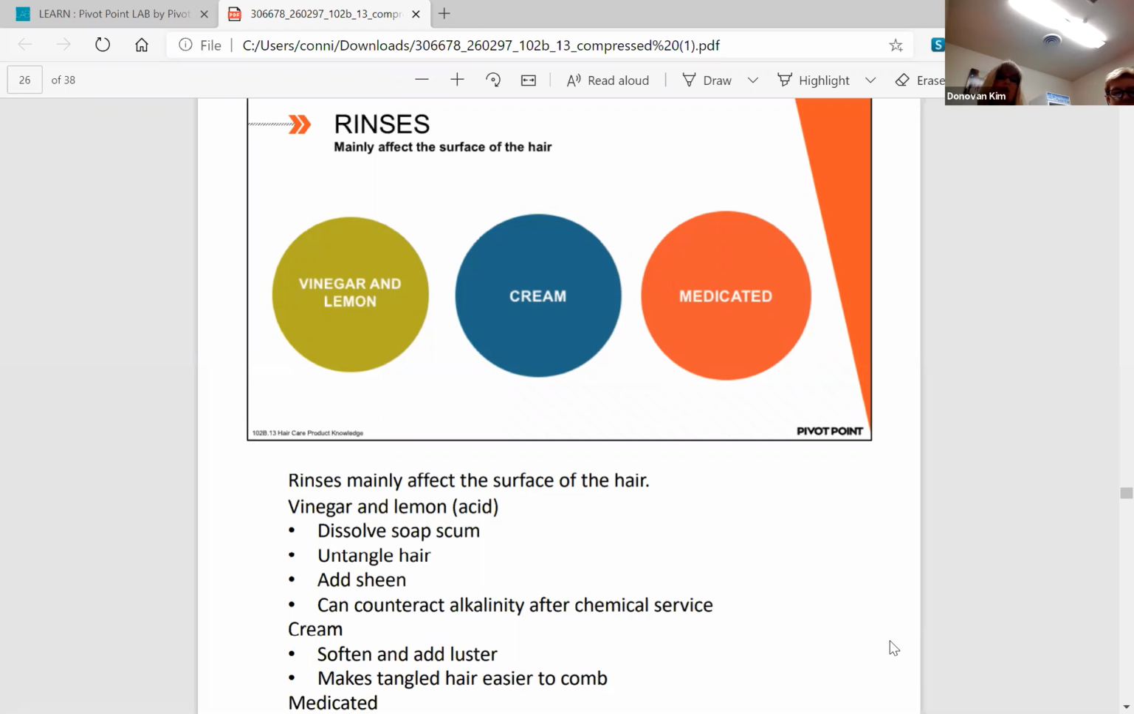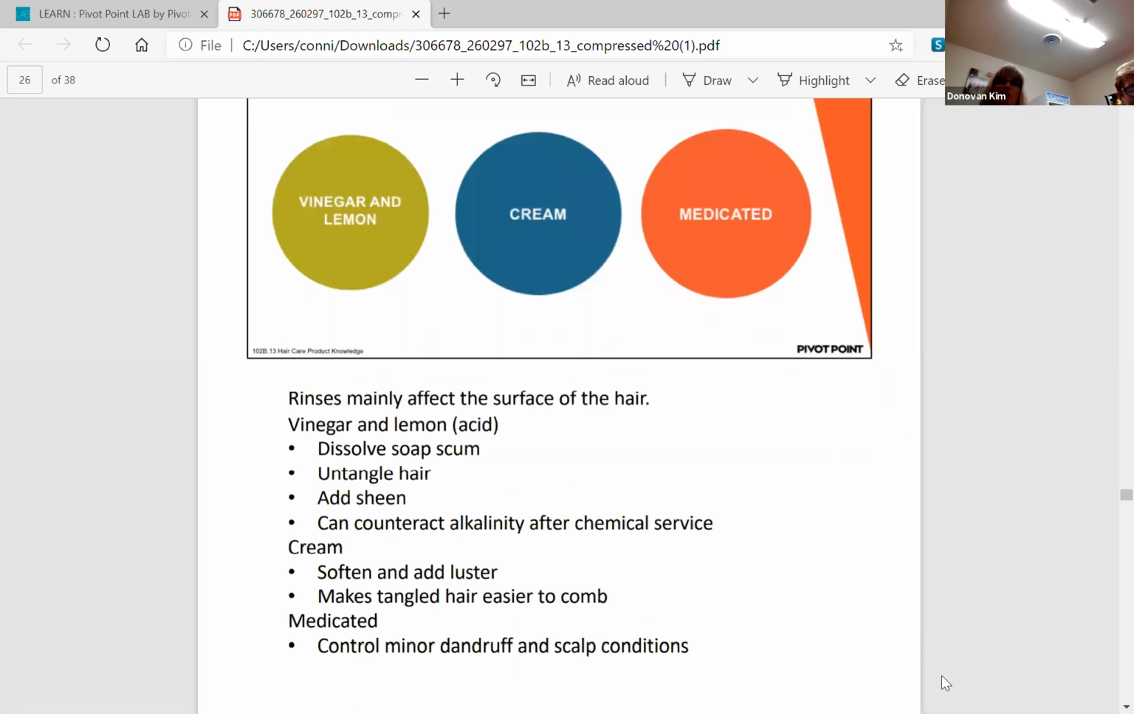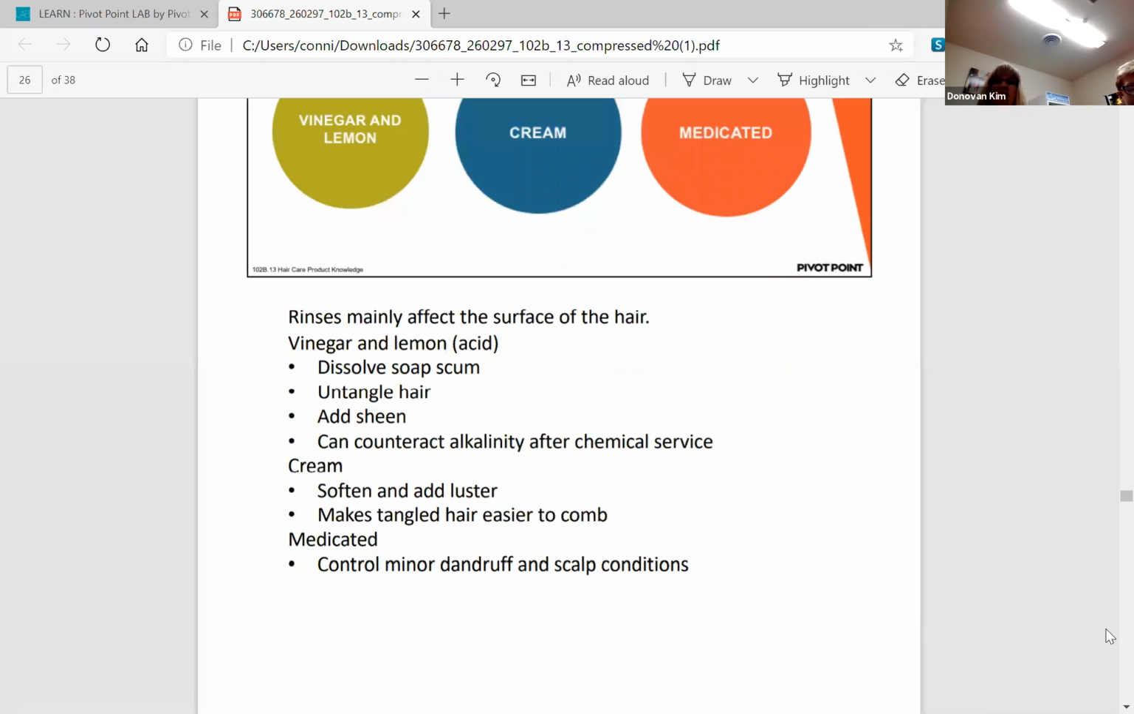I think I was using 2 teaspoons to 16 ounces because I read it wrong, but it actually works. You will feel a difference in your hair. You don't think you will, but you actually will feel a little bit of a difference. Those will help remove the soap scum, detangle the hair, and make your hair feel better. Those are nice rinses. Cream rinses are instant rinses that will just detangle your hair and make it look shiny.